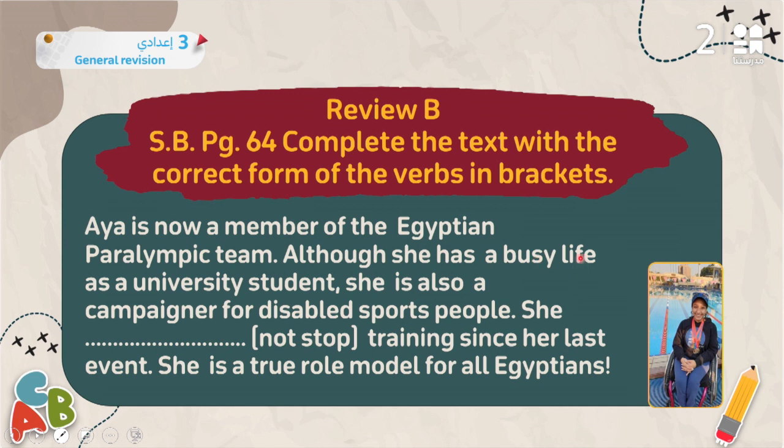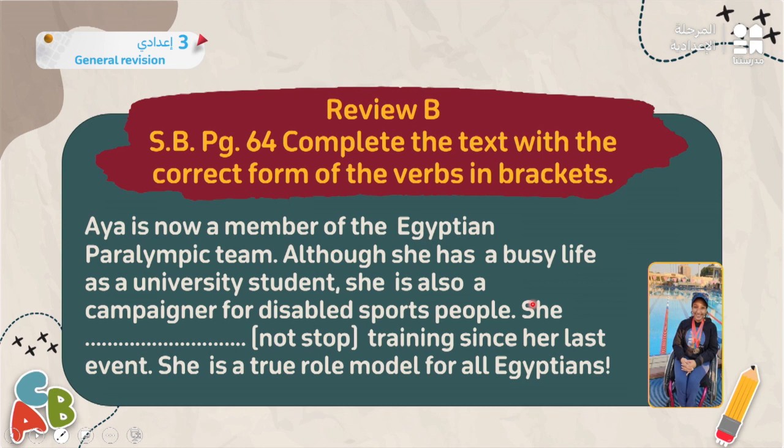كده احنا بدأنا كله ايه في ال present لأنه نقلنا كمان في now. She is also a campaigner for disabled sports people. She [has not] training since. عندي since تاني. ولما خدنا since قلنا انه since بتبقى keyword لل present perfect. وساعات بتيجي انه يبقى اللي قبلها present perfect واللي بعدها past simple.